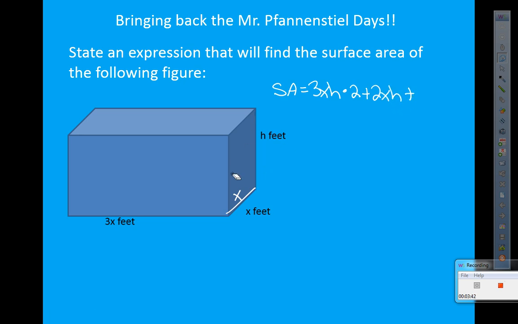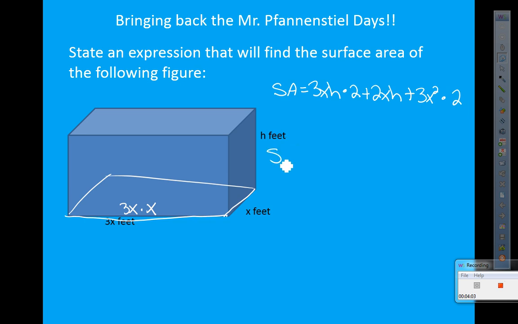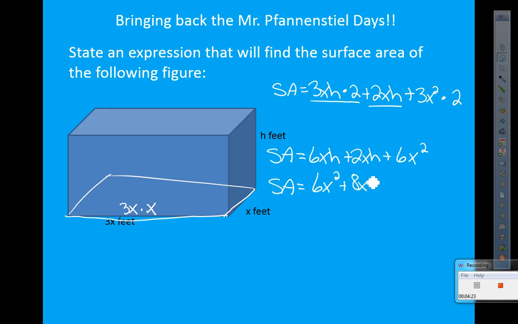The only thing I haven't picked on now is the top and the bottom. So picture this. The bottom has a length of 3x and a width of x. Well, that's going to be 3x times x, so I've got 3x squared. And we've got 2 of them. So my formula for the surface area: I've got 3xh times 2, so I've got 6xh plus 2xh plus 6x squared. So my ending formula is 6x squared plus 8xh.